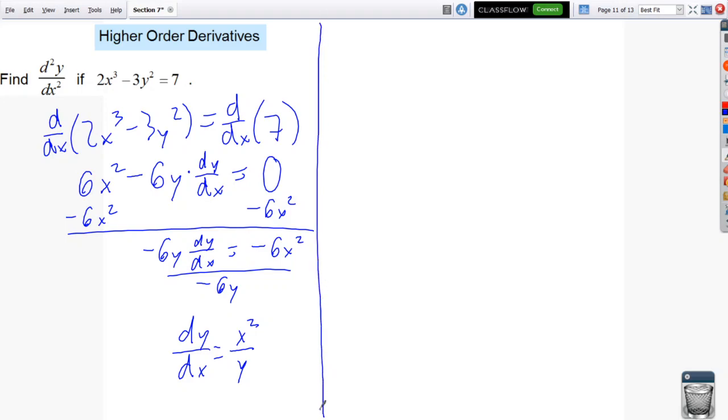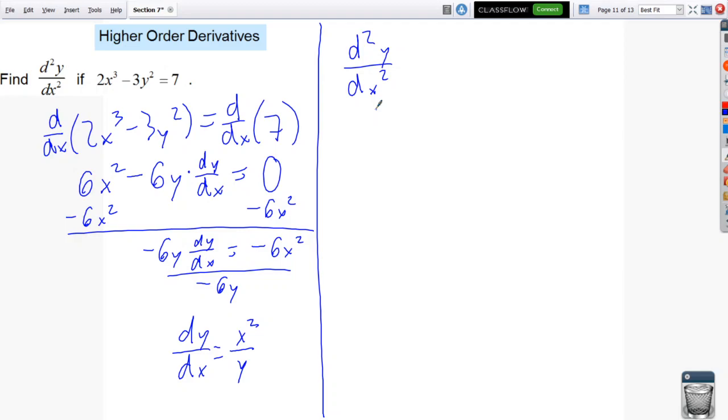Now for the fun part. The fun part is finding the second derivative. To find the second derivative, I need to take the derivative of the derivative. So I'm going to be taking the derivative of x squared over y. So d2y/dx2.